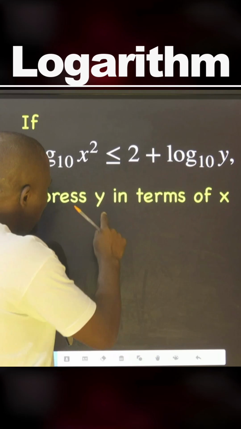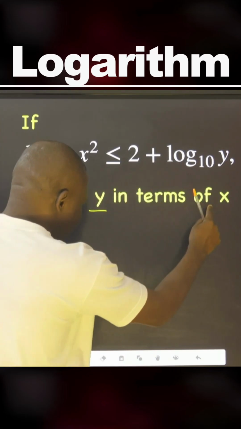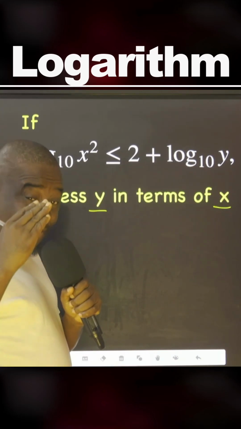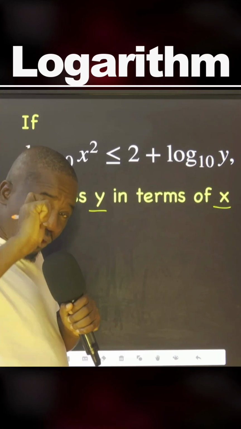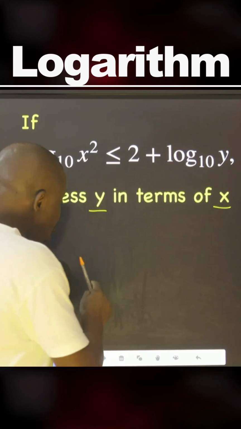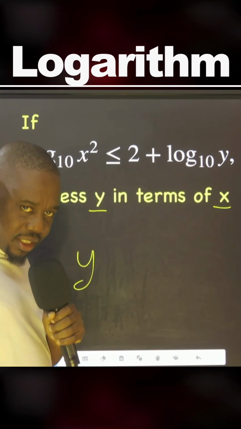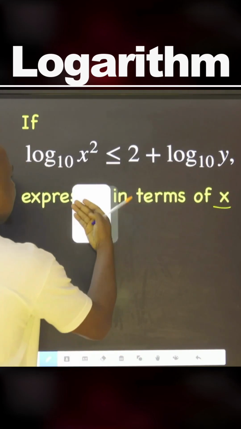Another thing. Express y in terms of x. What is that telling you? It means that we should look for y. That is, only y should be alone on the left-hand side. That's our target. Now, let's go.